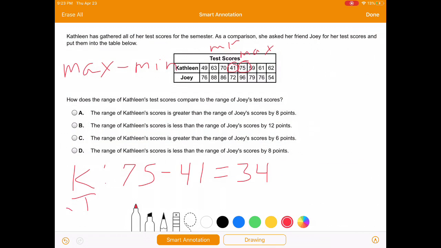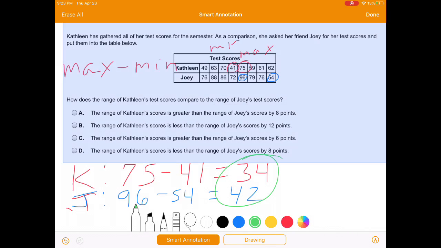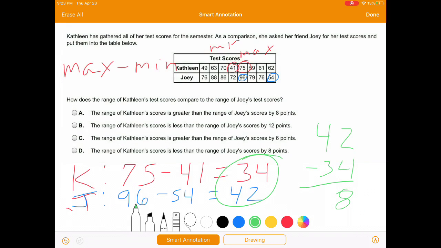So then we look at Joey. Let's go ahead and change colors here. Joey's maximum, looking at that list, is 96, and his minimum is 54. So his range would be 96 minus 54, which is 42. Then we compare these two ranges, 42 and 34. Kathleen's is lower than Joey's by 8 points. If you simply subtract 42 minus 34, you see there is a difference of 8. So Kathleen's scores are less than the range of Joey's scores by 8 points.